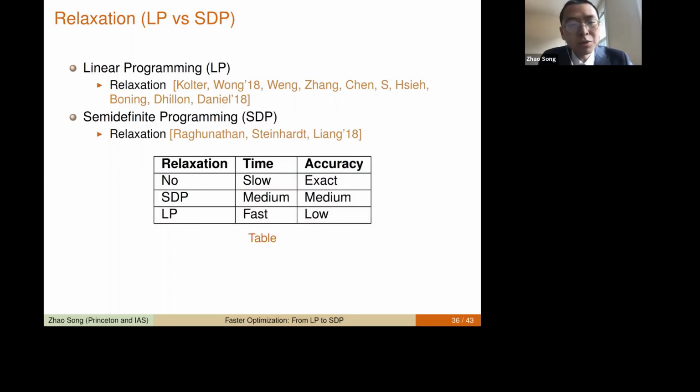The major difference between LP and SDP is that SDP gives you much higher accuracy compared to LP, but in general SDP takes much longer time than solving an LP. So you are trading accuracy for running time. That's the game between LP and SDP in practice.